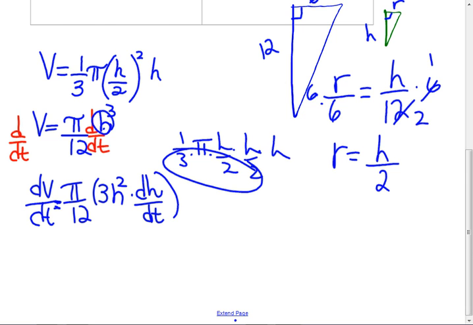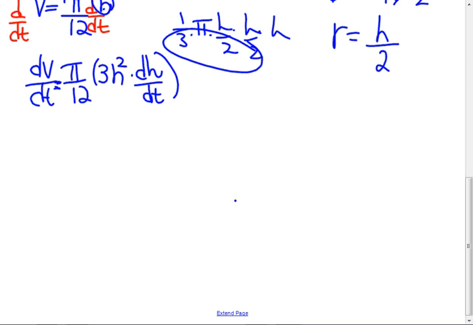We've done this a lot of times, and then I like to simplify before I go much further. dV/dt, some of you don't, I like to do it. What about it? It's still there, because it's plus H cubed times the derivative of pi over 12.